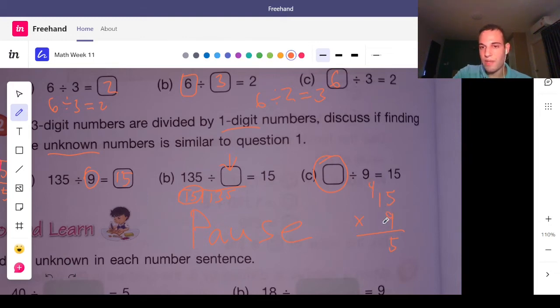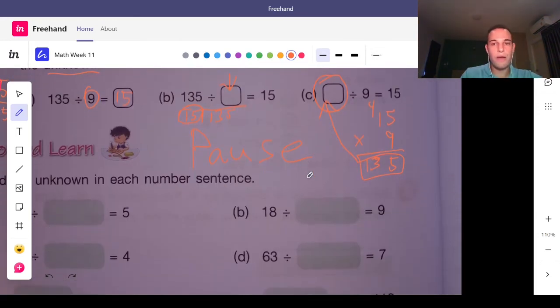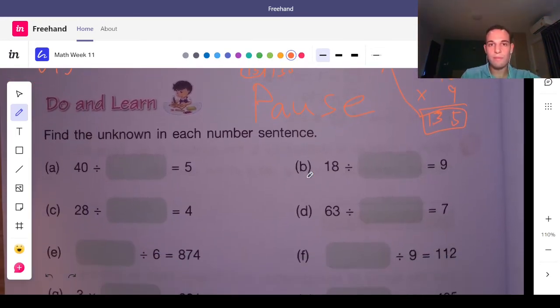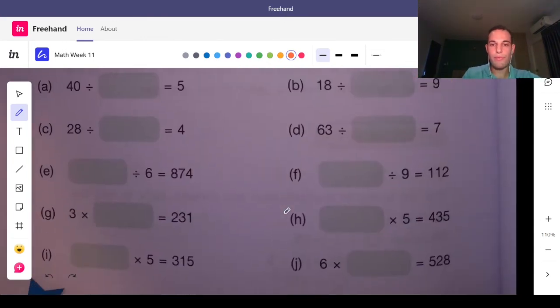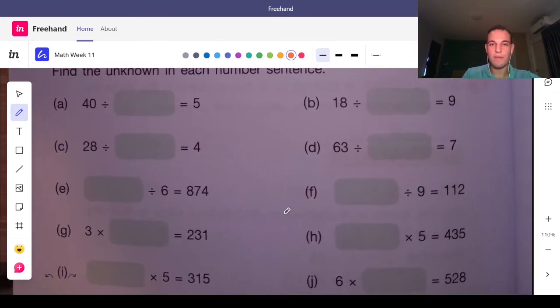And 9 times 1 is 9. 9 plus 4 is 13. And we have the answer is 135. All right, now that you see how easy it is, please pause and do A through J. Okay, pause now.